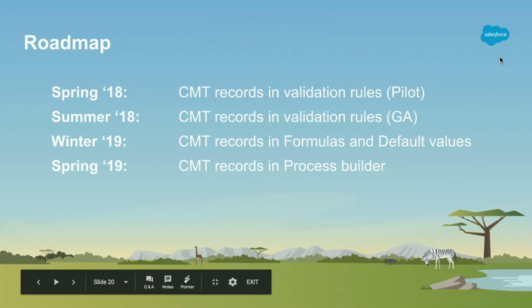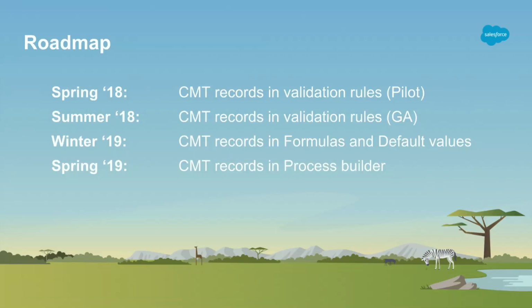So a little bit about roadmap. And this is where the forward-looking statement applies a lot. We're right now in pilot. So in Spring 18, you can request this feature to be enabled in your sandbox and dev environment if you want to play around and take a taste of it. In Summer 18, we're planning to go GA, meaning that everyone will be able to use it in validation rules. We are targeting formulas and default values, so you'll be able to do the same exercise with your formula fields and default values in Winter 19, so pretty much a Dreamforce release.